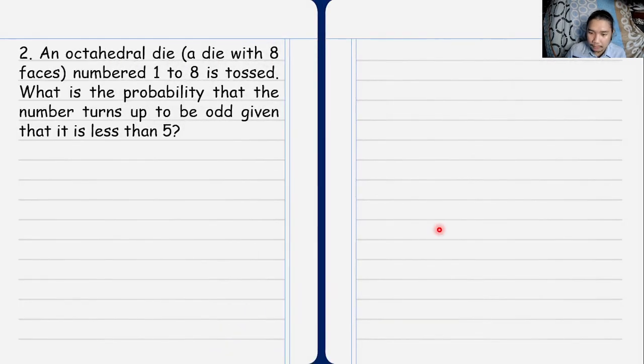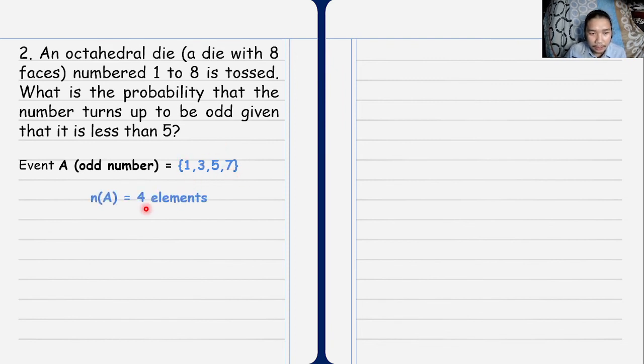Number 2, an octahedral die, a die with 8 faces numbered 1 to 8, is tossed. What is the probability that the number turns up to be odd given that it is less than 5? So event A natin will be odd number, and then there is a 1, 3, 5, and then 7. Count the number of elements. We have 4 elements in number of A, and the event B is less than 5. Identify which is the number that belongs to less than 5.